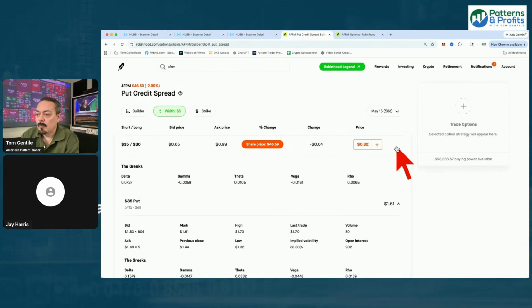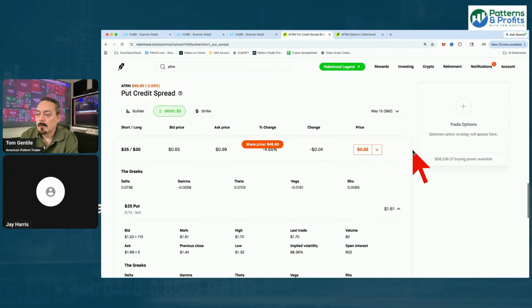So I got my put credit spread over here. It's still hanging out at 82 mid price. And I imagine it's got to be in this area, this 82 to 90 something, if the 75 has a chance of getting filled.